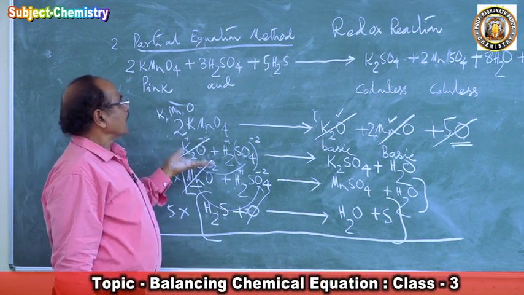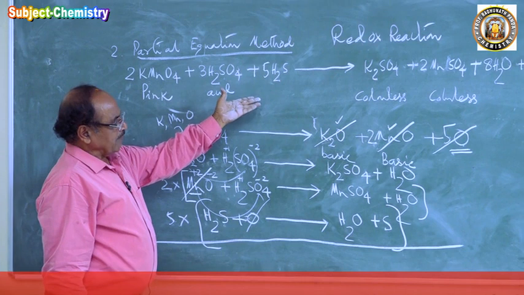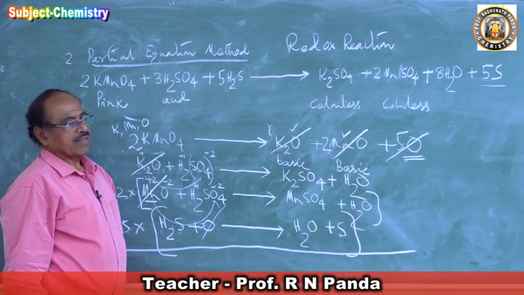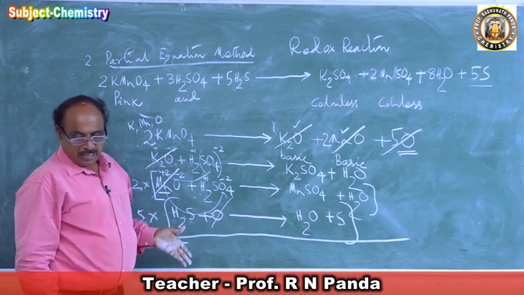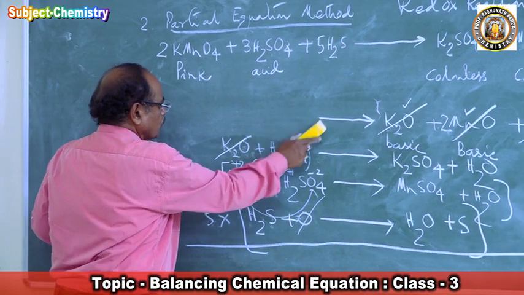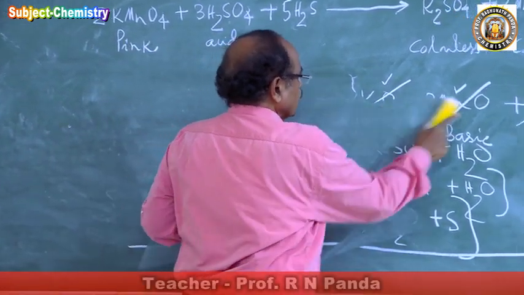Then if you add, you get 2KMnO4, 3H2SO4, 5H2S, K2SO4, 2MnSO4, 8 water, 5S. So here what is the pink color of potassium permanganate becomes? Colorless. So due to the chemical reaction, what will be the conclusion we will make?